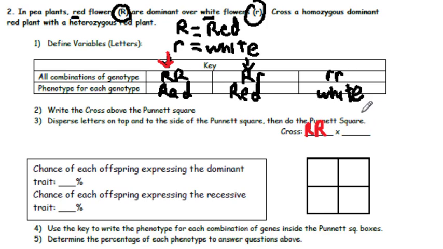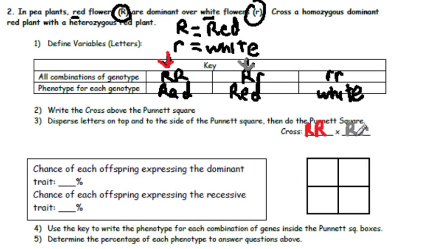And when you do this, you always want to write the cross above where you're going to do it. And then we're going to do the white. Can't write in white, so we'll do the white in gray. This is going to be gray. Heterozygous, big R, small r.